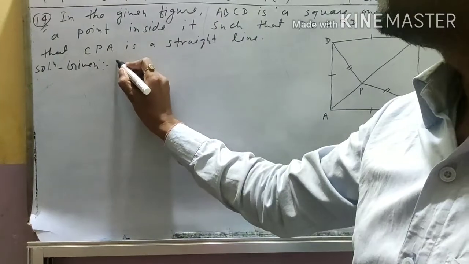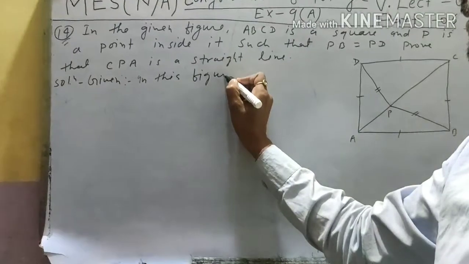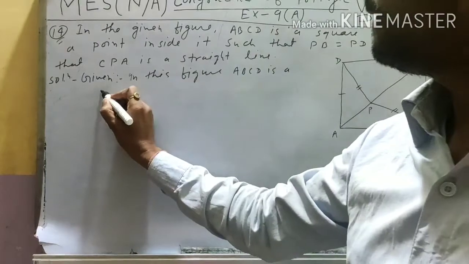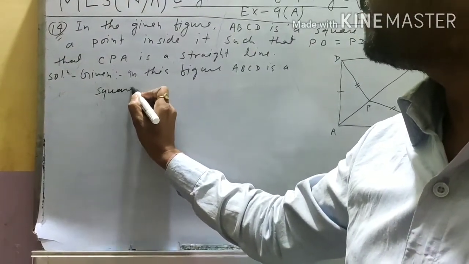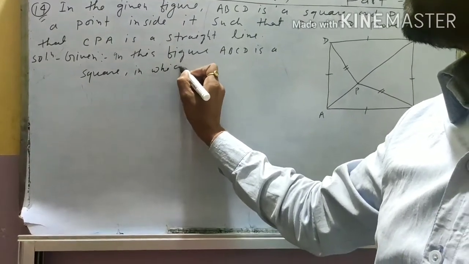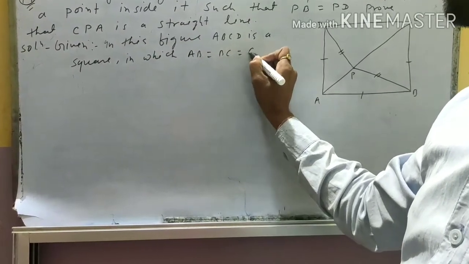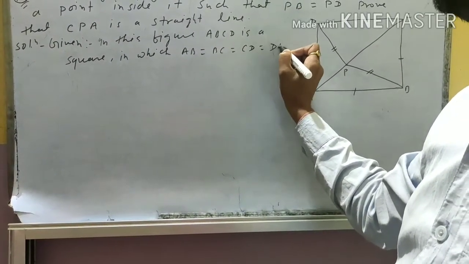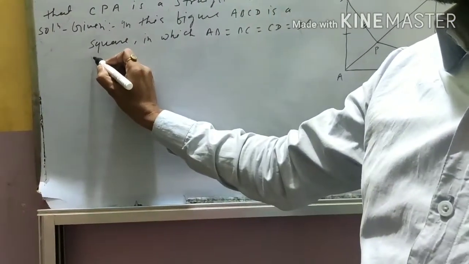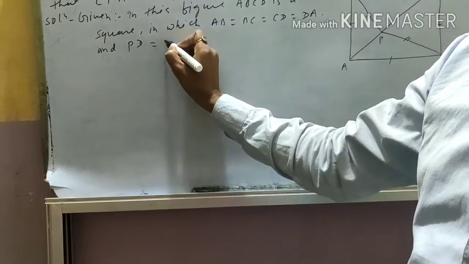First of all, write down the steps. In this figure, ABCD is a square in which AB is equal to BC is equal to CD is equal to DA. This is the property of a square. And PD is equal to PB.